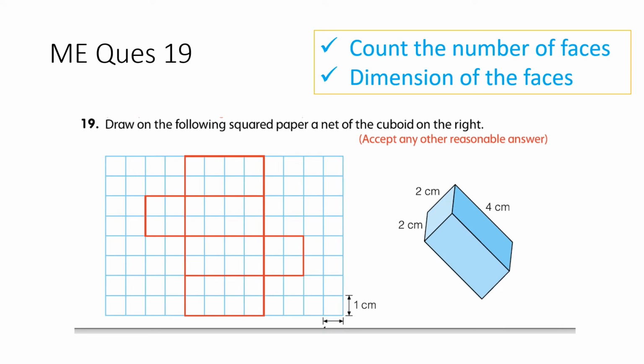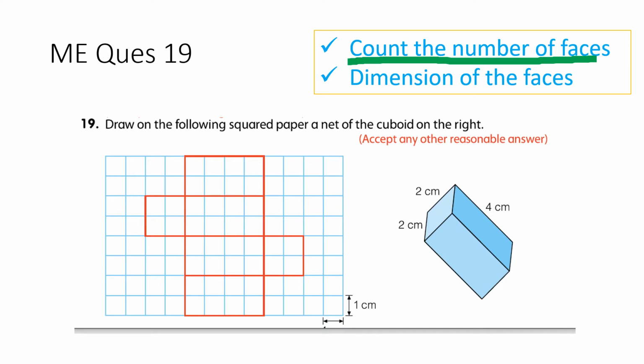This one is from question 19. You have to draw on the following square paper a net of the cuboid on the right. Actually, I showed you the answer. Of course, you can have other reasonable answers. You can have your own answer. But I just want to remind you that to solve this kind of question, when you're double checking your answer, you have to count the number of faces.